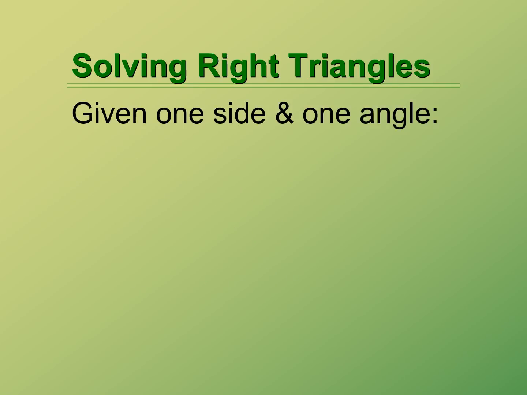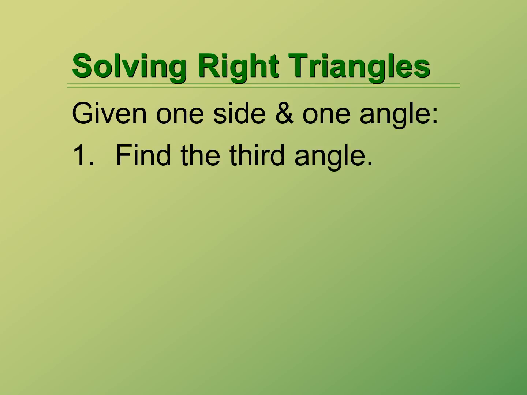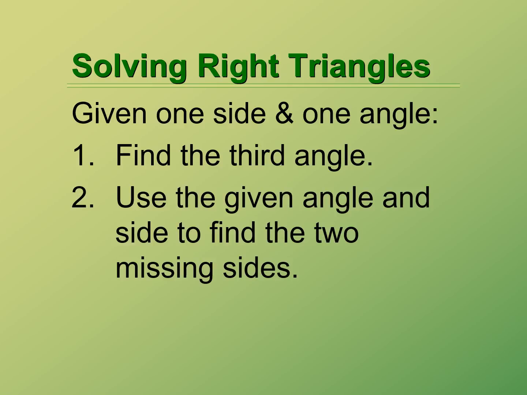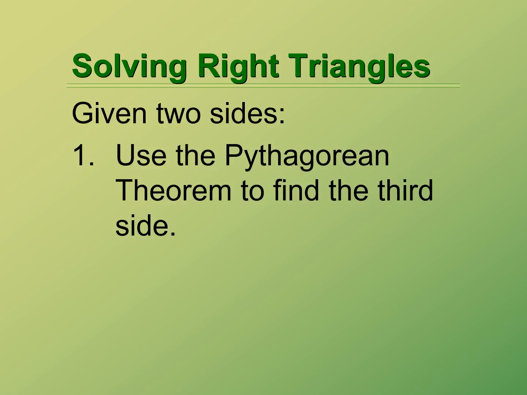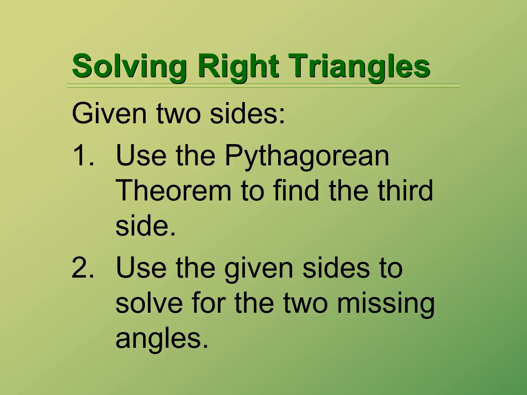So if you're given one side and one angle of a right triangle, you're going to find the third angle, and then use the given angle and the given side to find the two missing sides. If you're given two sides, you're going to use the Pythagorean theorem to find the third side, and then use the given sides to solve for the two missing angles.